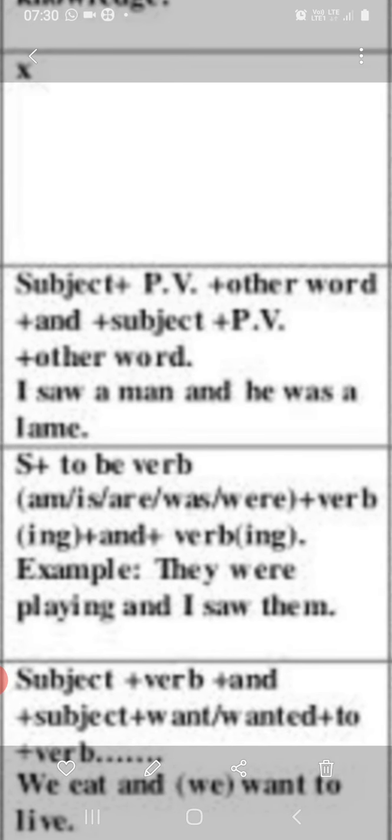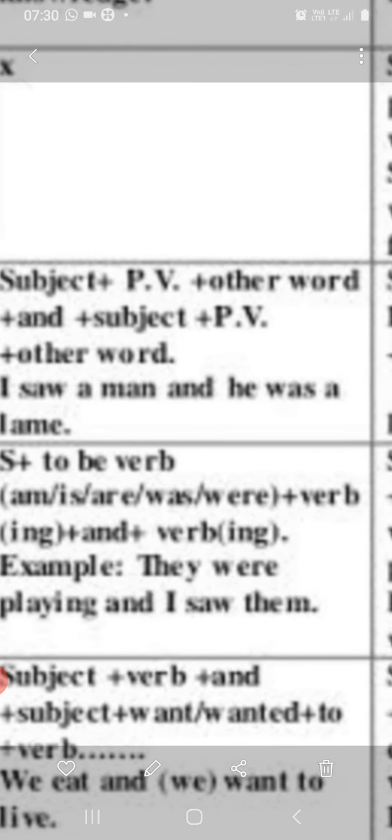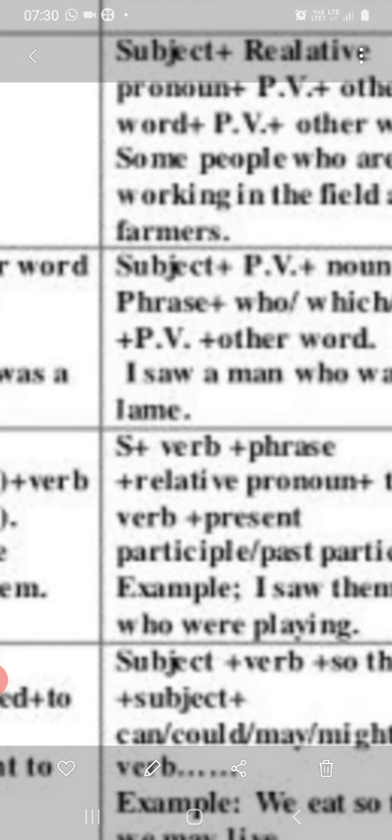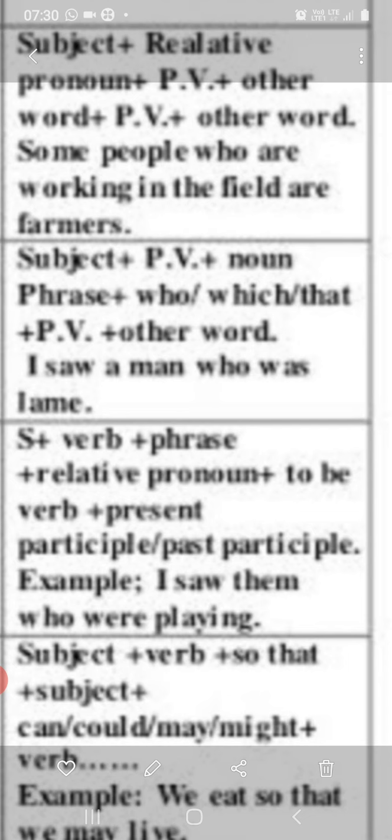Then how to change it into a complex sentence? One should be a subordinate clause. So it will begin with: I saw a man who was lame. So the WH word, you know, the WH word who is a subordinating conjunction. So it is a subordinate clause. Who was lame is the subordinate clause. I saw a man who was lame.